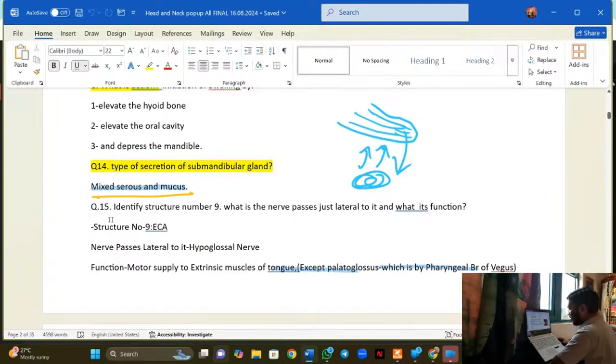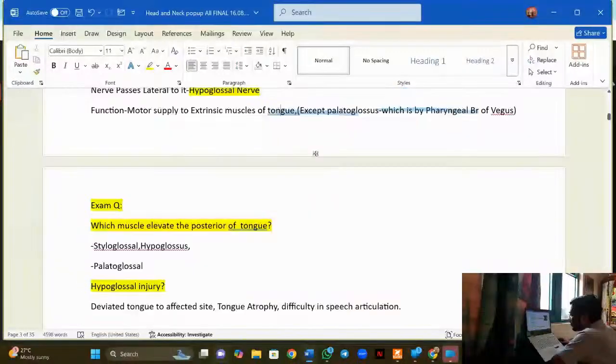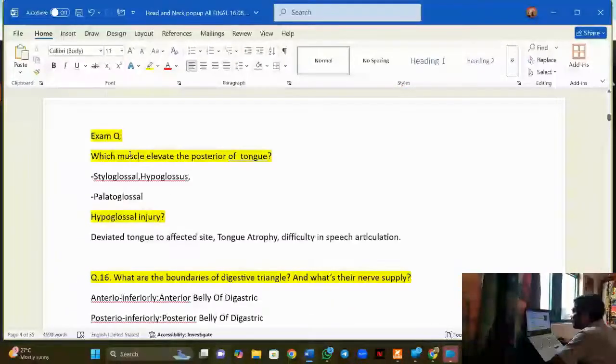Identify structure number 9 and its function. It gives motor supply. What muscle elevates the posterior part of the tongue? Palatoglossus.